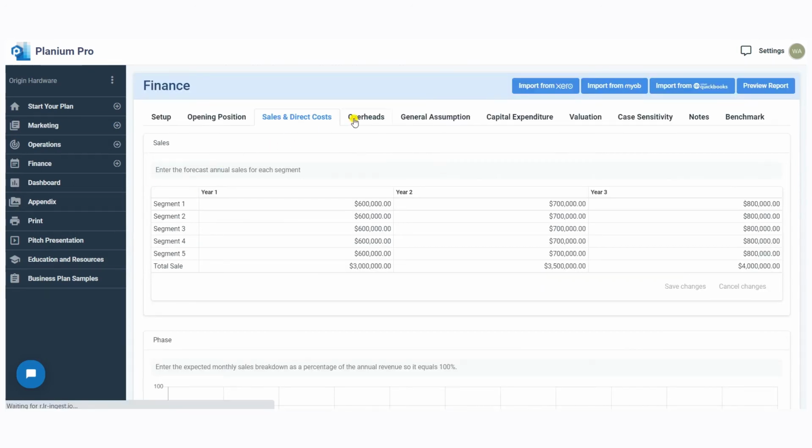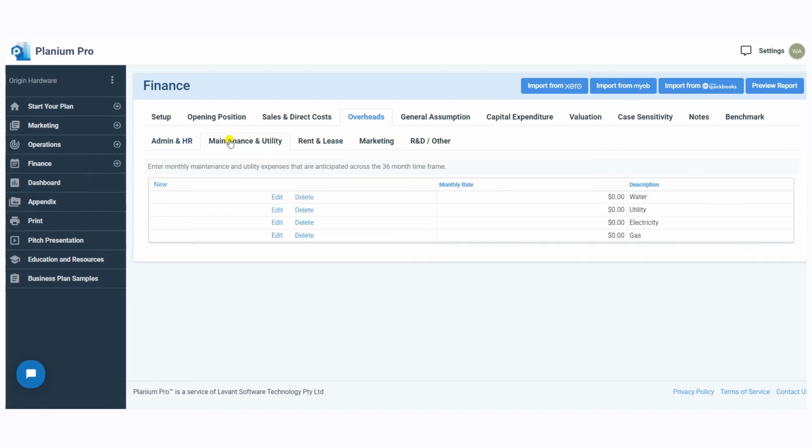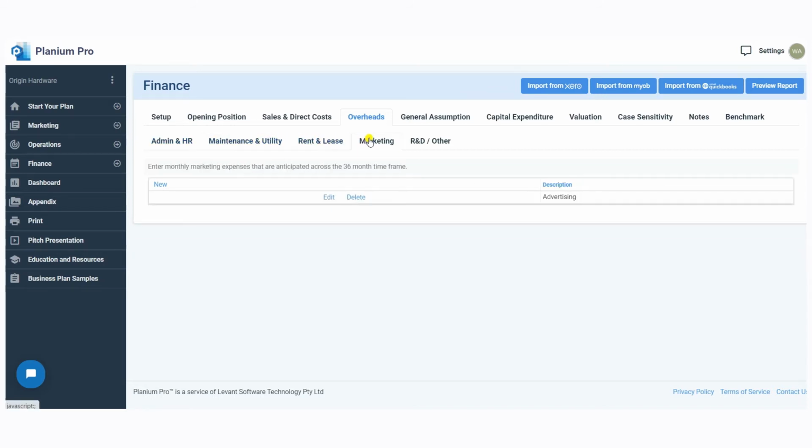Overheads section forecasts the ongoing business expenses that are not directly attributed to creating a product or service, such as admin and HR, maintenance and utility, rent and lease, marketing, and R&D/others. It is important for budgeting purposes, but also for determining how much a company must charge for its products or services to make a profit.